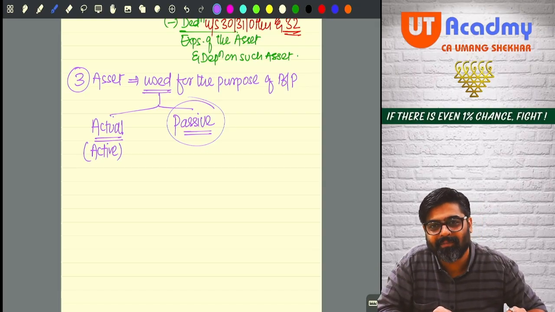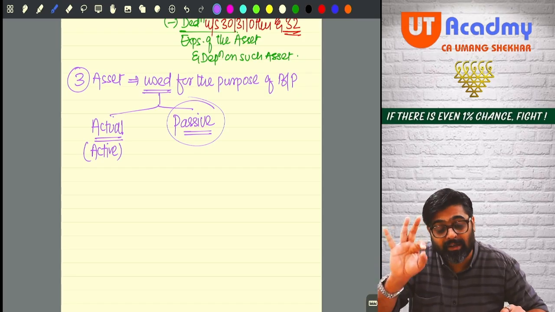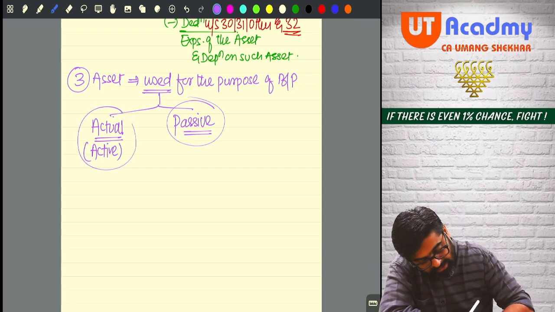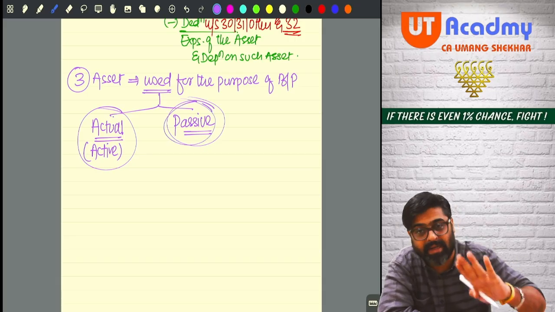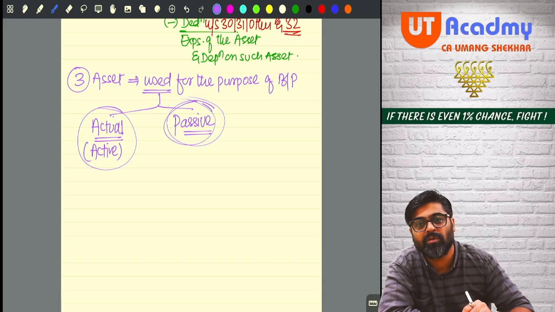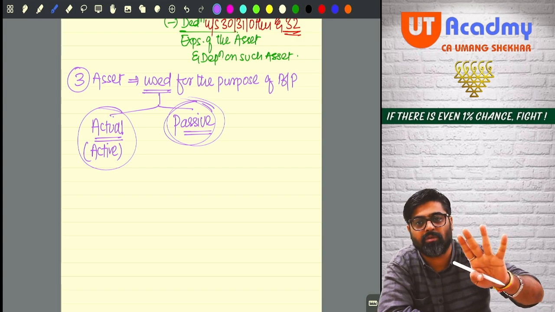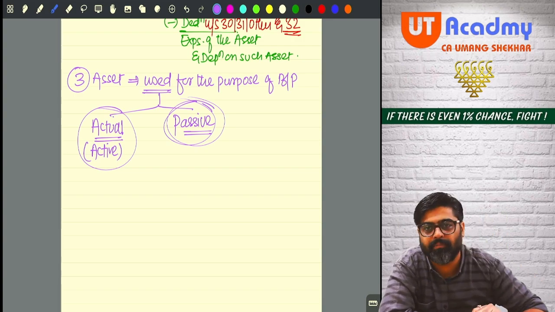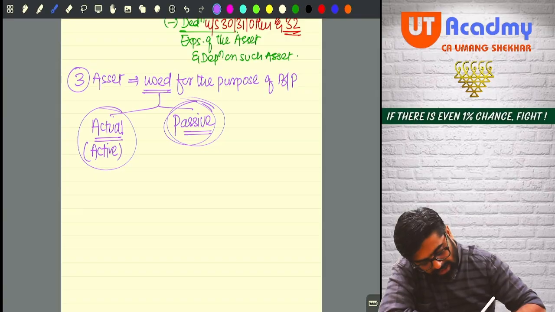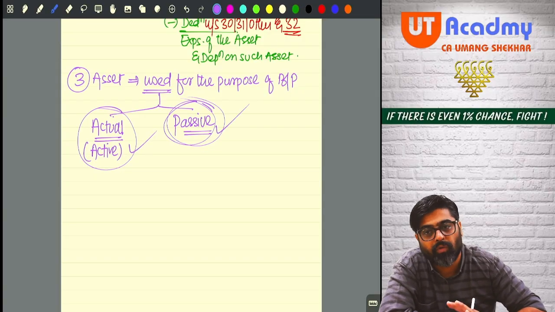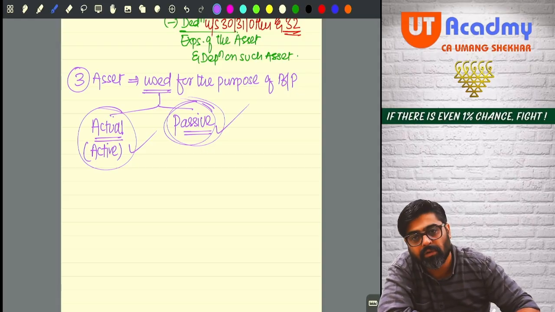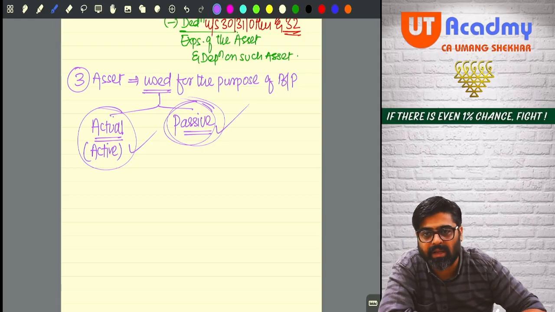Getting my point? So even the assets which are not actively used in the business, which are passively used, which are kept ready for their intended use, for those assets also the depreciation is available. So for actively used assets as well as passively used assets, for both the assets, the depreciation can be claimed as deduction. Done? Will you remember this?